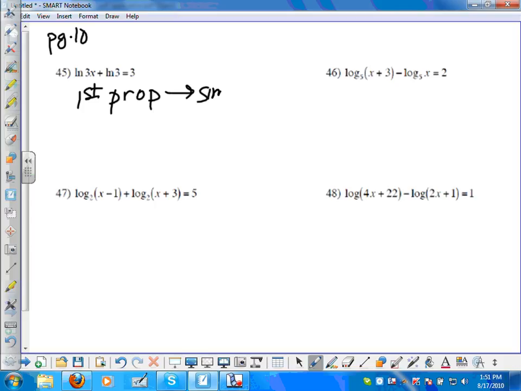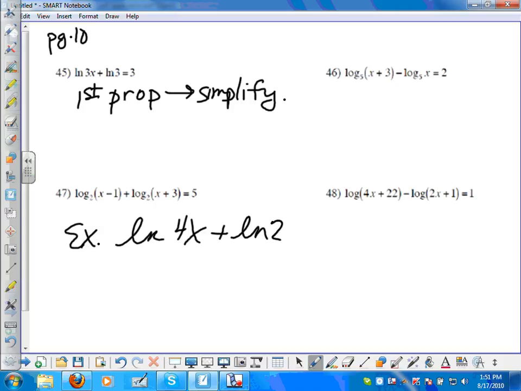So we've got to get the left side and maybe sometimes the right side of the equation down to one log. So for example, if you have the natural log of 4x plus the natural log of 2 equals 5. The sum property tells me to bring the arguments together with multiplication. So that becomes the natural log of 8x. 4x times 2 is 8x. The natural log of 8x equals 5.